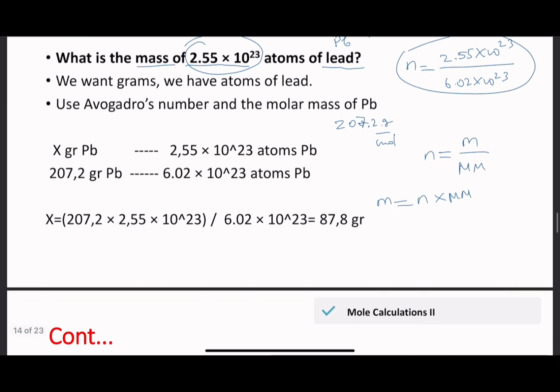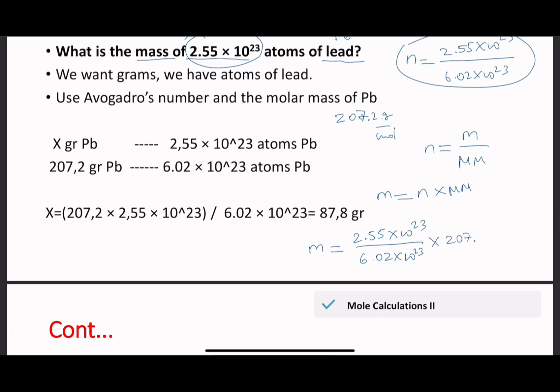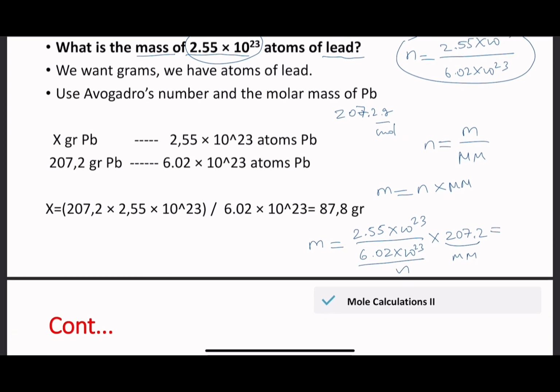And your n is given to you. Once you do the calculation, it's the number of particles over 6.02 times 10 to the power of 23, multiplied by 207.2. This is your MM and this is your n. And then from here you can find that it'll be 87.8 gram.